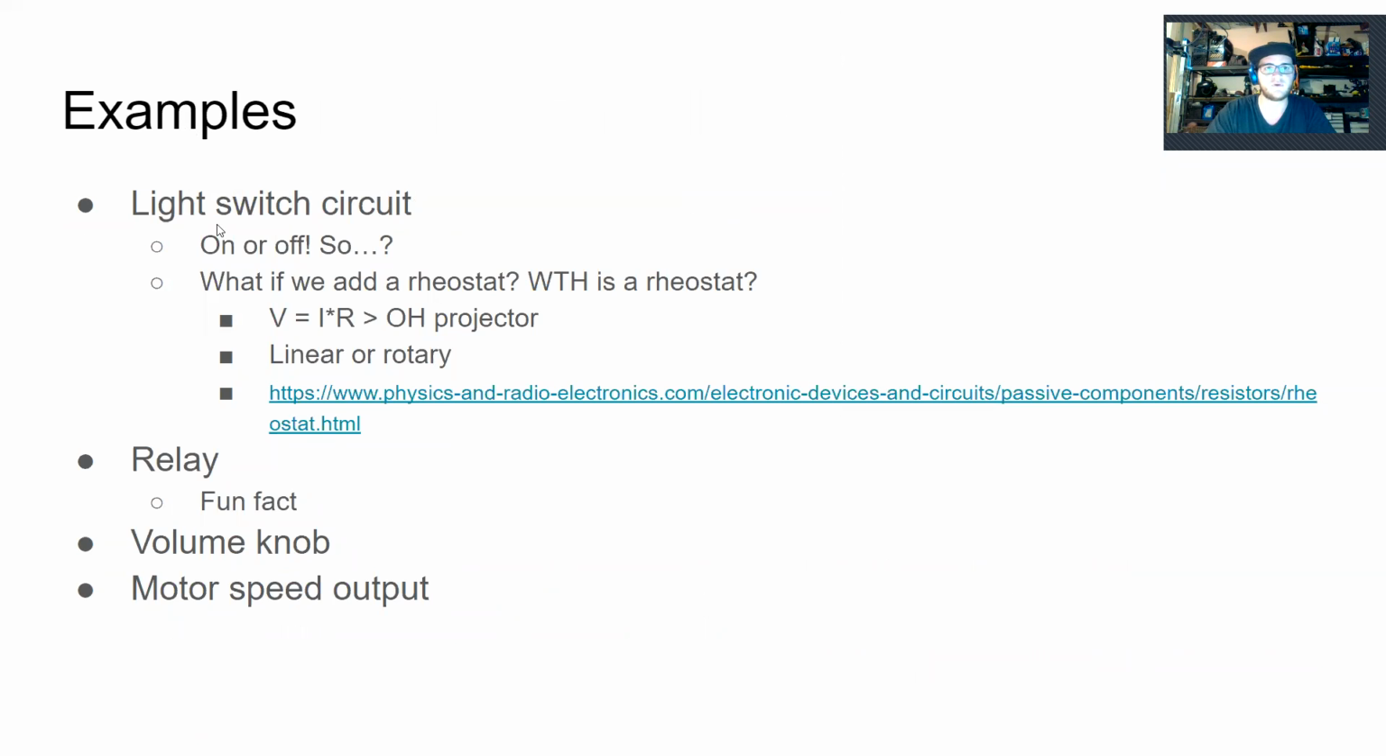So as I mentioned before, a light switch is a good example of on or off, right? Now you might be thinking, well, that light could be different brightnesses, right? And that's true. So what if we added a rheostat to our circuit? Does anybody know what a rheostat is?